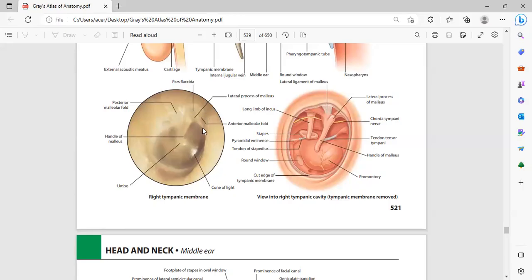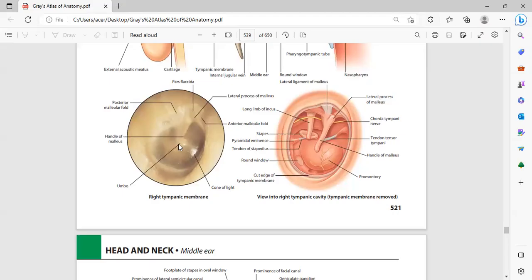Here you have the anterior malleolar fold. Here you have the posterior malleolar fold. In between these 2 malleolar folds, you have the pars flaccida. It's called the pars flaccida because it's loose, it's lax, it's not held tight. Then below that, we have this part which is called the pars tensa. This part is not lax, it's held tense, so we call it the pars tensa.